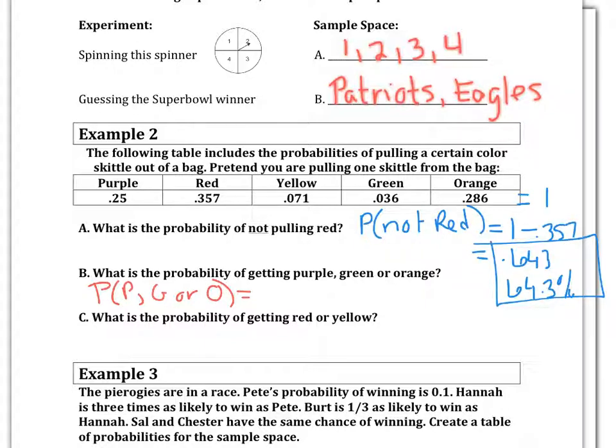So I'm going to take the probability of purple, 0.25, plus the probability of green, 0.036, plus the probability of orange, 0.286, and I'm going to add them up. So it's just a simple calculation that you're doing to add these up. You're not actually finding any individual probabilities, you're just taking these given probabilities and adding them. And we get an answer of 0.572.